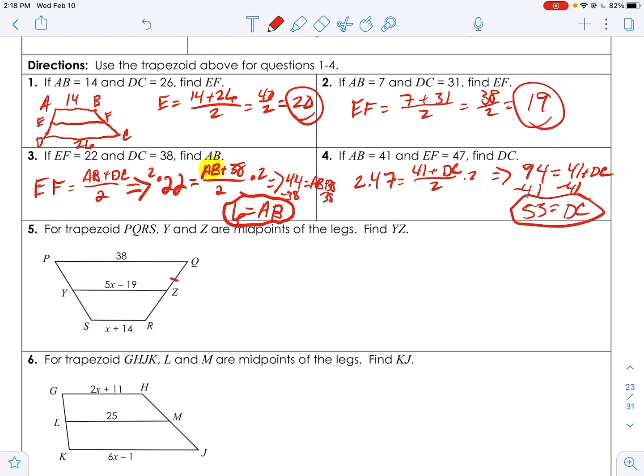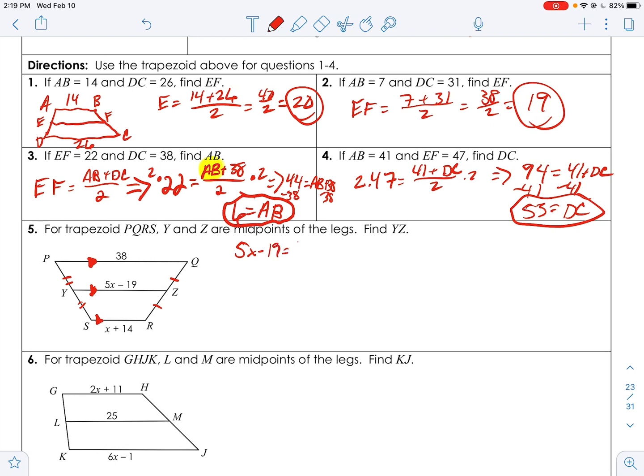So for trapezoid PQRS, Y and Z are midpoints. So we know that this is congruent to that, and this is congruent to that. I did that backwards. Hold on. This side and that side, this side and that side. There we go. Cuts it in the middle. Which means that we know that these are parallel, because it is a trapezoid and it is the mid segment. So find YZ. So we need x.